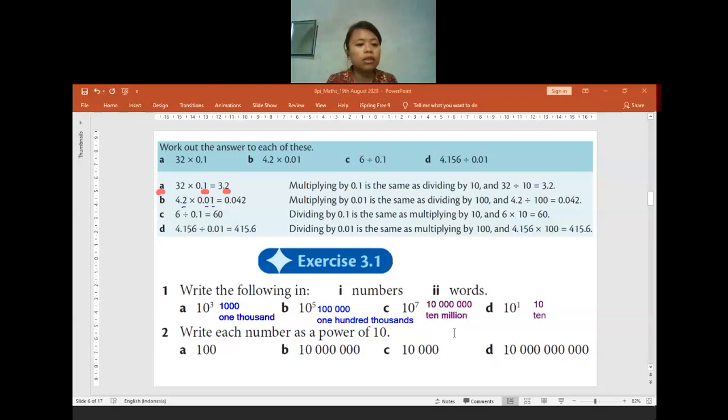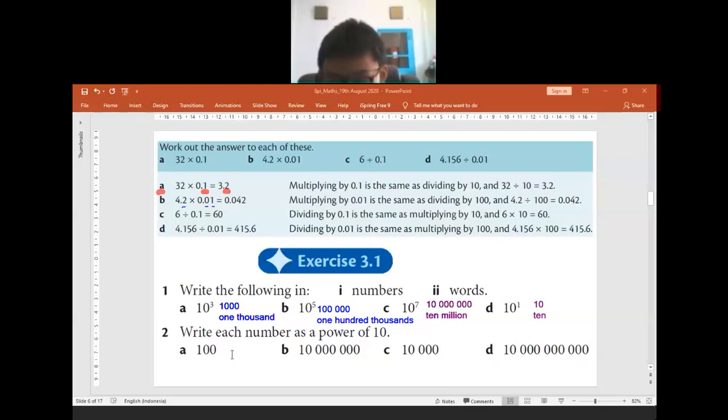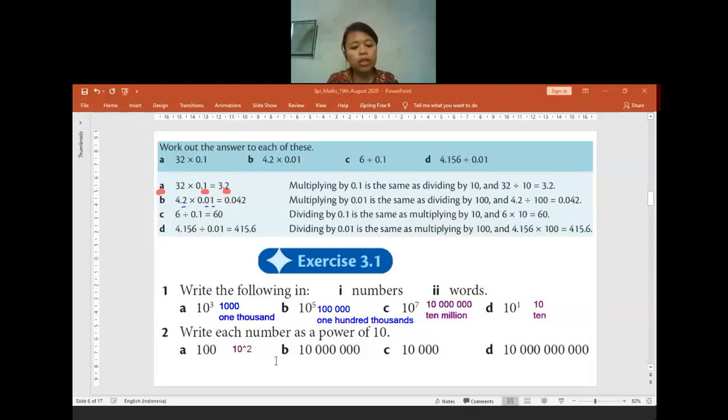Thank you. Now, is there anyone having any question before I move to question 2? No, teacher. Okay. For question 2, 100 will be 10 to the power of how many? Yeah, it will be 10 to the power of 2. Okay. For question B, 10 million will be 10 to the power of how many? 7. Yeah, there are 7 zeros. Yes? 10 to the power of 4. The last one is 10 to the power of? 10. Okay. Is there anyone having any questions so far?